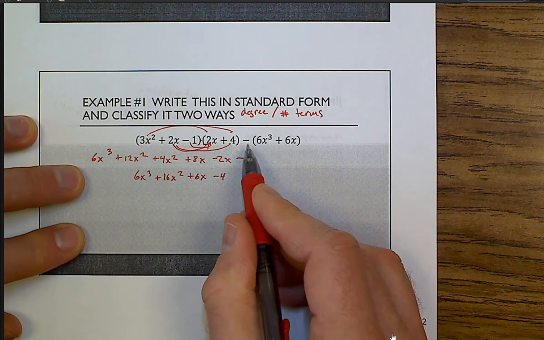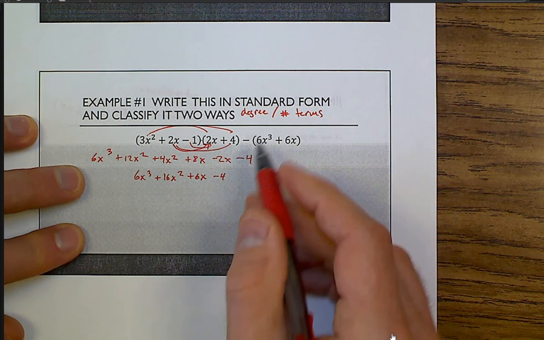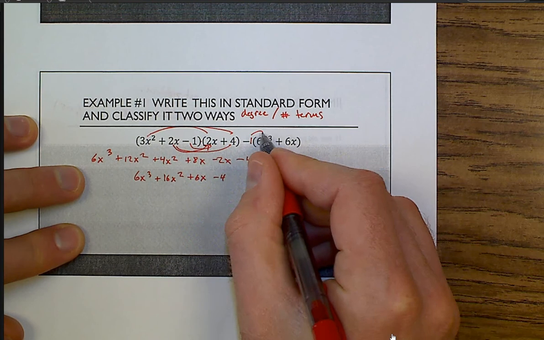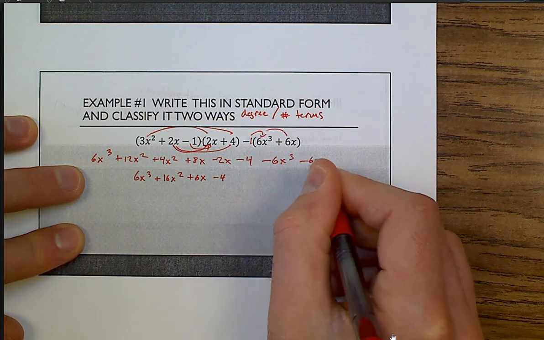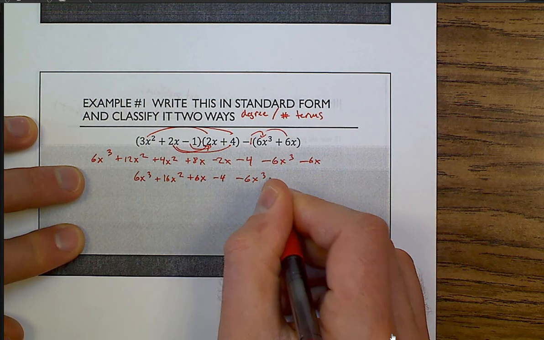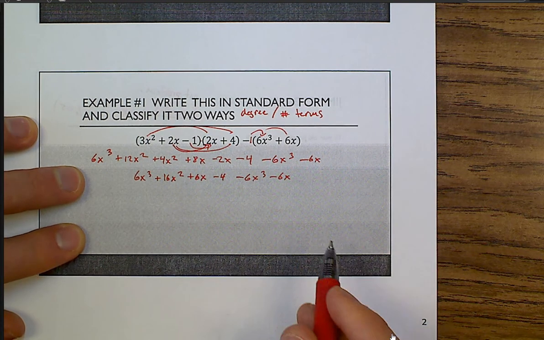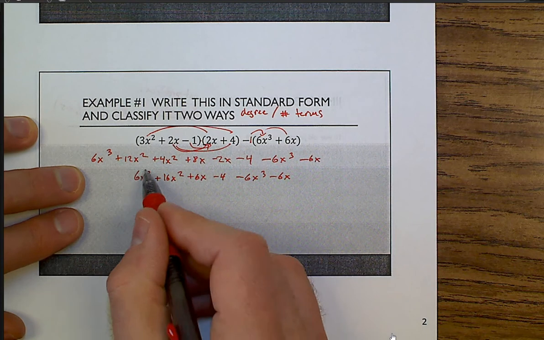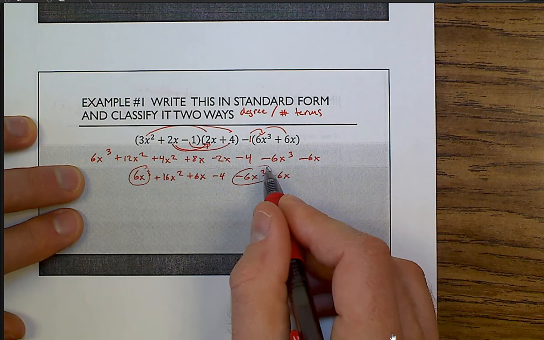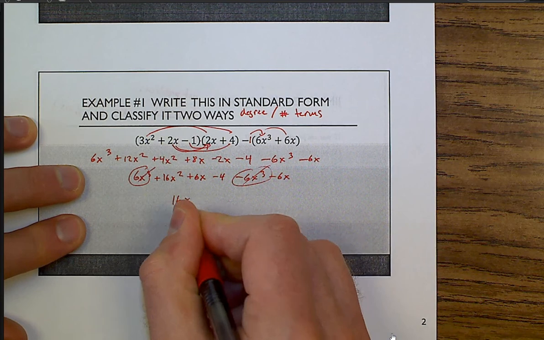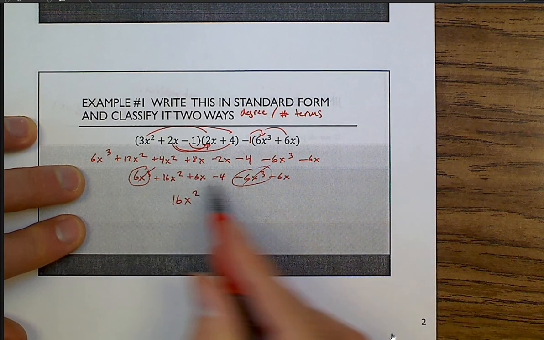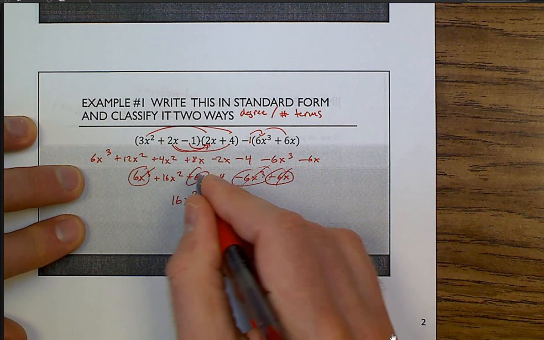Now this minus sign here, remember, treat that like a -1 and distribute that through, so that becomes a minus 6x to the third minus 6x. And let's put our like terms together. You have a 6x to the third and a minus 6x to the third, so those will cancel out. You have 16x squared, and then 6x and a minus 6x, so those actually cancel each other out, minus 4.